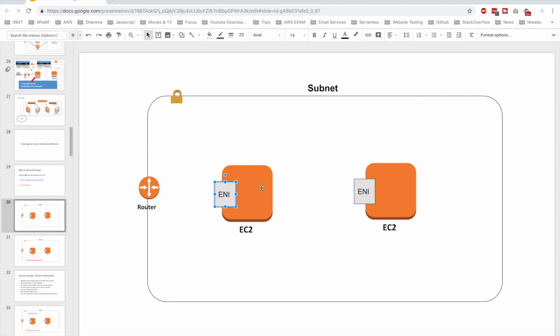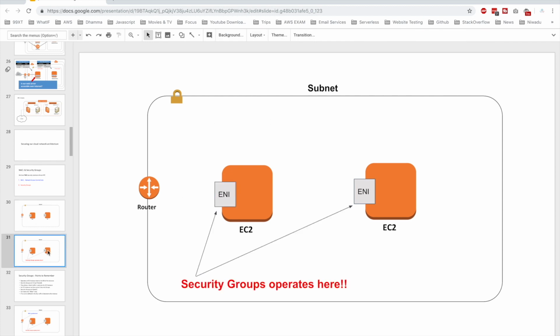If you take a physical server, it always has a network interface card. We call it a NIC. This is the virtual network interface card which is attached to a virtual server. Obviously, in a virtual server we cannot have a NIC directly attached because it is virtual. So we need a virtual NIC, which is called an ENI, Elastic Network Interface. ENI is the interface that our virtual servers, EC2 instances, use to talk with its subnet. Now security groups operate at the ENI level. Can you see?